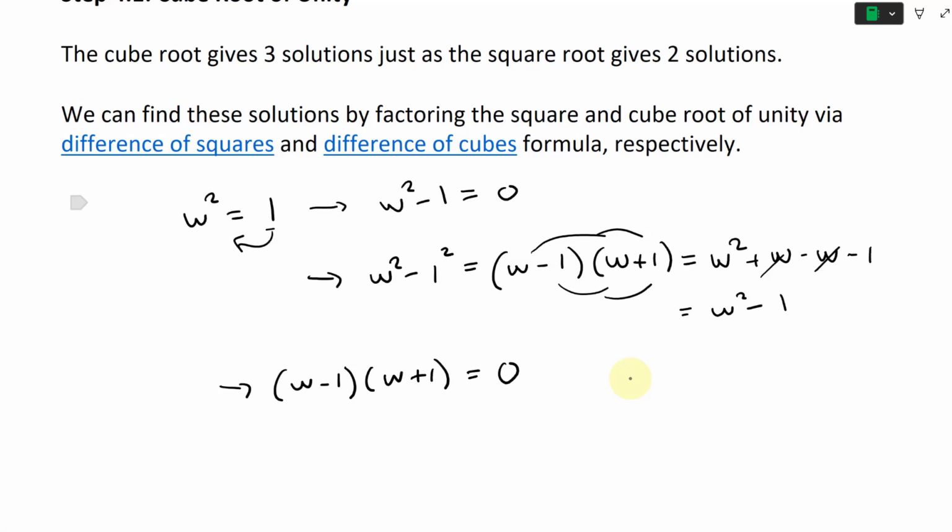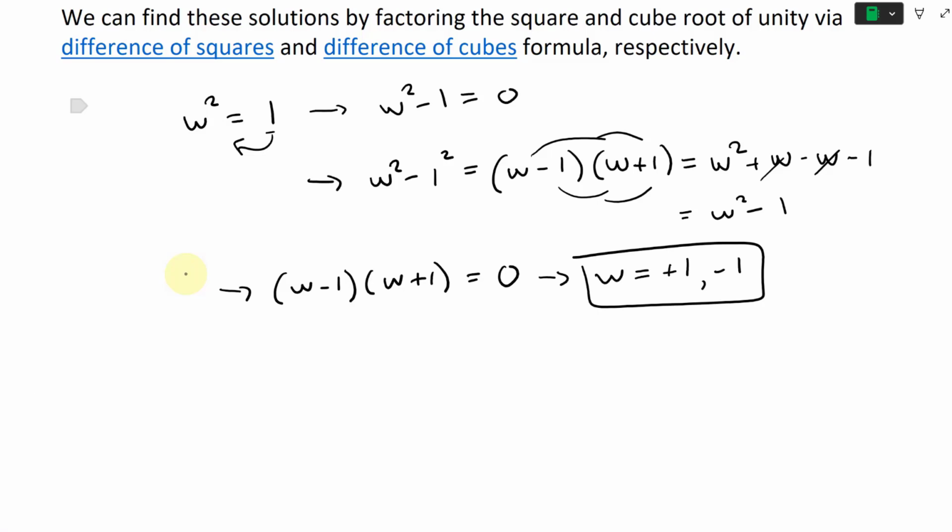And so then this right here gives 2 solutions. When you plug in 1, you get 1 minus 1 is 0. Or if you plug in negative 1, plus 1 is 0. So you're going to get w is equal to plus 1 and negative 1. So 2 solutions. All right, so now we can do the same thing.